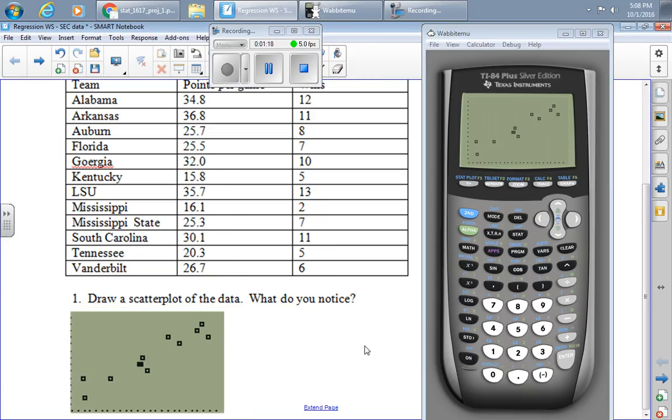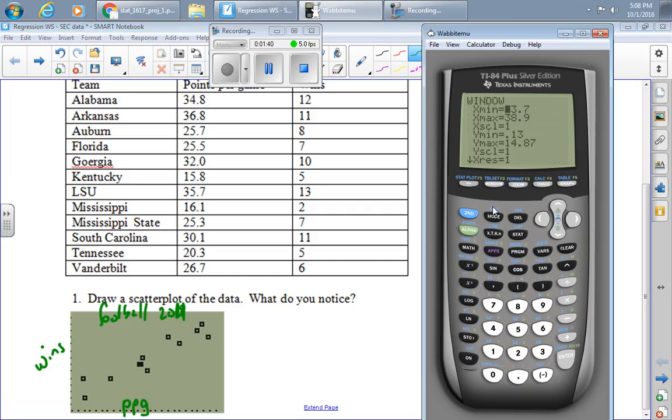I should also notice that I should put some more information on here. Football 2011, maybe as a title, and then I can put points per game here, wins here, and some sort of scale which is obtained when I press window.